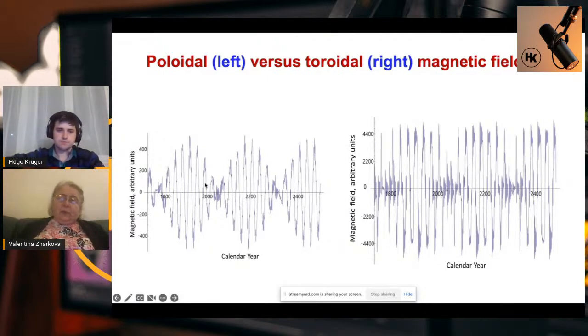Like on the left plot, well, the magnetic field of sunspots should vary like this one, despite them both coming through the Grand Solar Minimum, but they have different appearances. So basically, the curves should not completely coincide. So we've shown this in another paper.